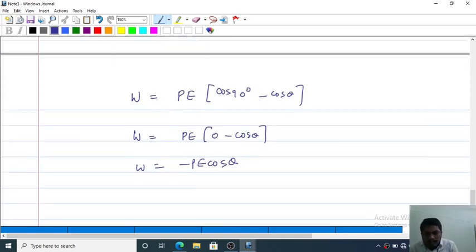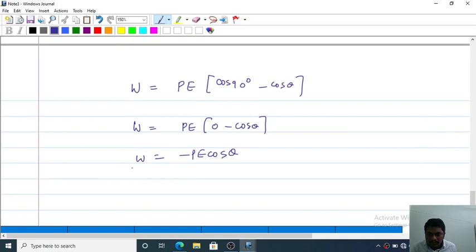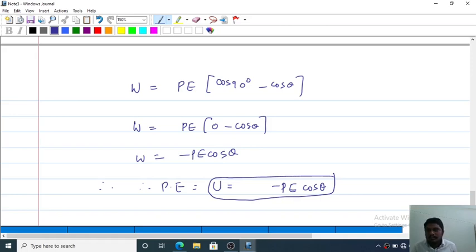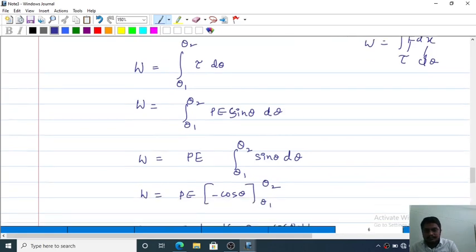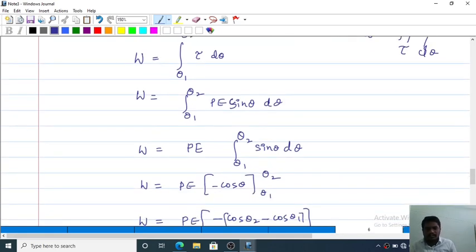This work done will be stored in the form of potential energy. Therefore the potential energy of the system of equal and opposite charges, that is, the potential energy of a dipole placed in an external field, is given by minus P into E into cos theta. This is the potential energy of the dipole. This is about the potential energy concept. Now I will stop.